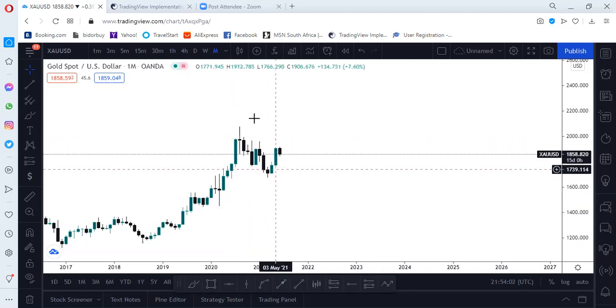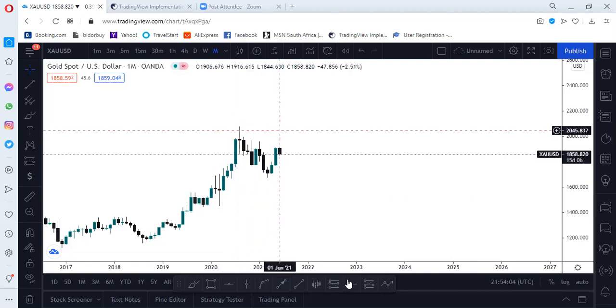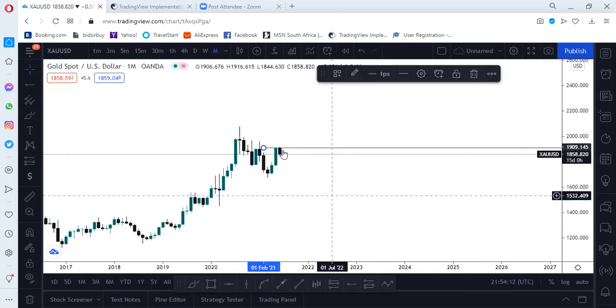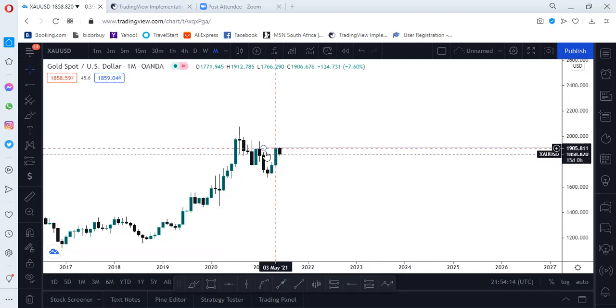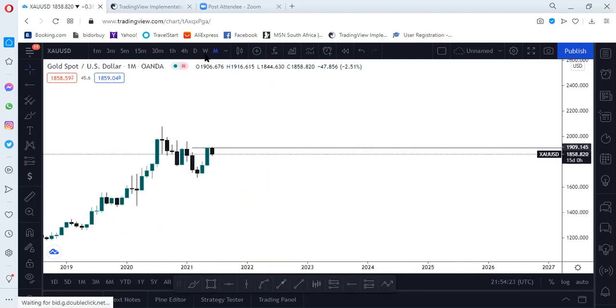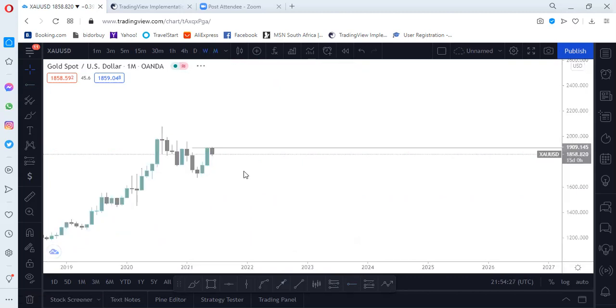So now we can agree that we have our level of supply there, right at the top of the recent green bar. So right there, we have a supply zone. Now I would like to go to the weekly chart so that we can have a clear vision of the chart.